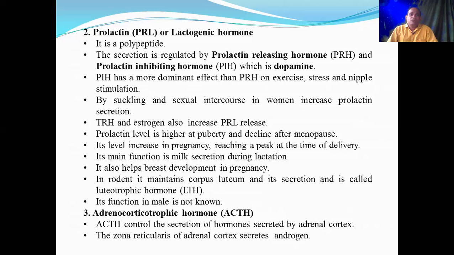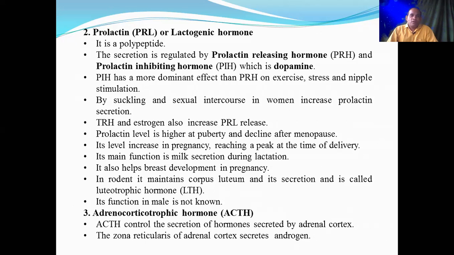Now the second one is prolactin. Prolactin is also called the lactogenic hormone. It is a polypeptide. Its secretion is regulated by prolactin releasing hormone and prolactin inhibiting hormone. The prolactin releasing hormone is also called PRH, and the prolactin inhibiting hormone is called PIH, which is dopamine. The prolactin inhibiting hormone has a more dominant effect than the prolactin releasing hormone.